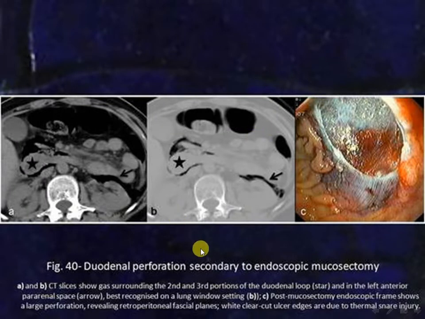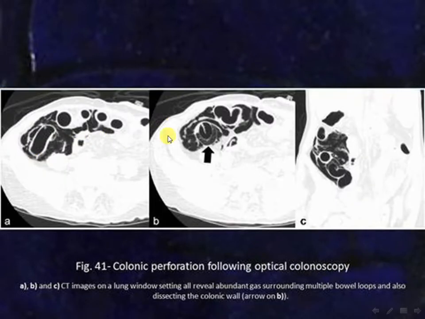Again, here you can see there is duodenal perforation secondary to endoscopic mucosectomy. There is an endoscopy procedure, and during the endoscopy it resulted in perforation of the duodenal wall. You can see here by endoscopy this whitish thing is the thermal snare cautery, and this is the perforation of the duodenal wall. And you can see there is free air, intraperitoneal air here and there, and this is the site of the perforation. Again, in the lung window, you can easily appreciate the free intraperitoneal air and air within the bowel wall.